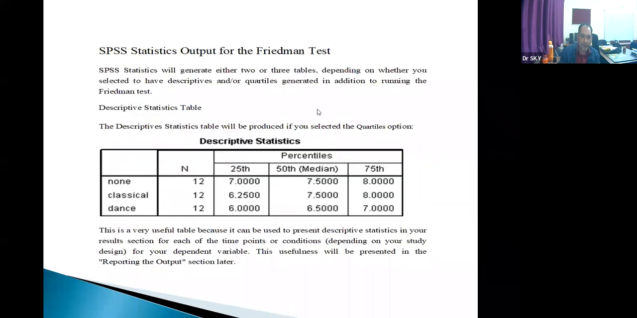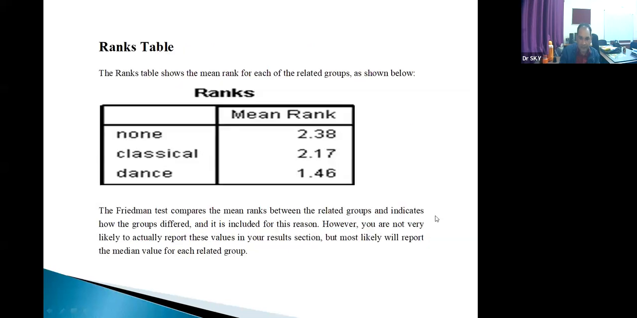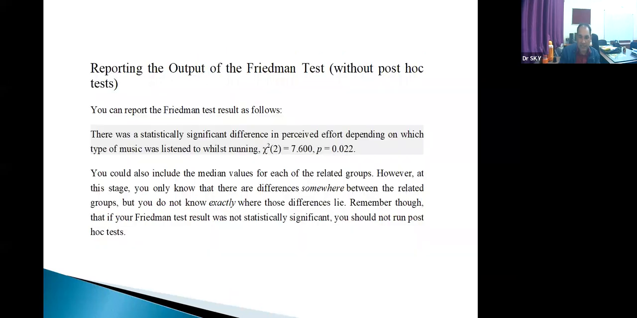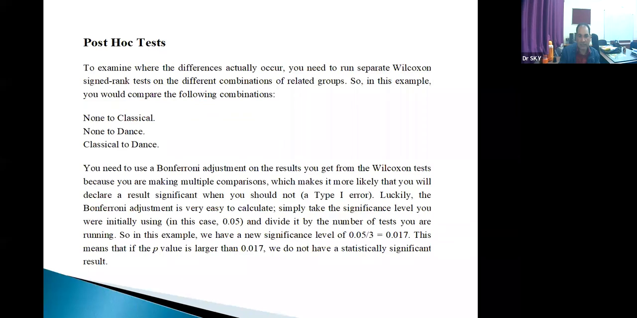You can see these are the descriptive statistics, and these are their percentiles. Now see here, these are the mean ranks: 2.3, 2.1, and 1.4. The first two are very close to each other, but this one is different from these two, so it must be rejected. The p-value is 0.02, which is less than 0.05, so the null hypothesis is rejected here, and we'll go for the multiple comparison test, the post hoc test.